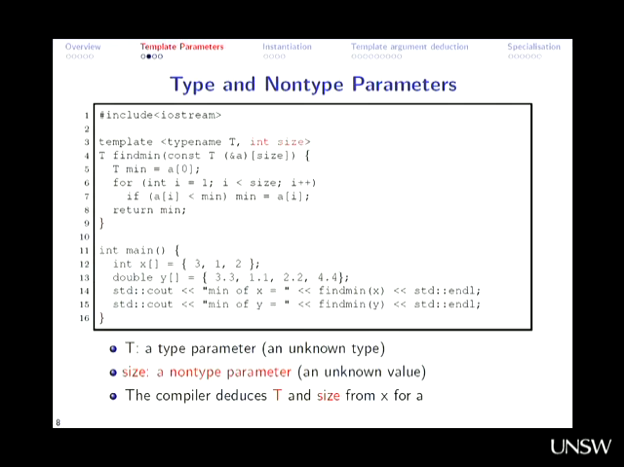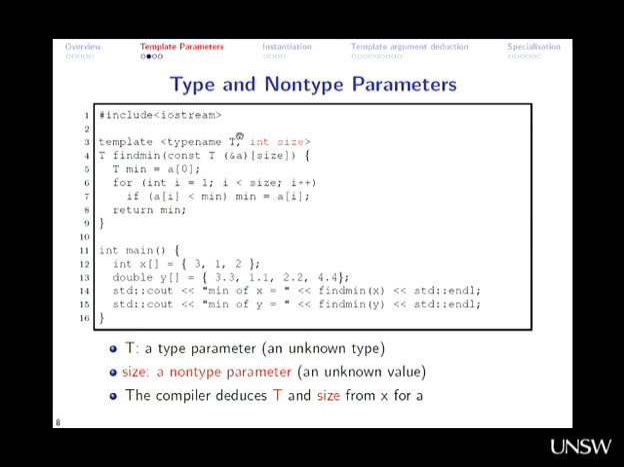So we're going to look at an example where we're mixing type and non-type parameters. We have a template function here called findMin. And this is very similar to the min function that we just saw, only this is finding the minimum over an array. Before, we had the min function, and it was just finding the minimum of 2 values. This is a min function that finds the minimum over an array.